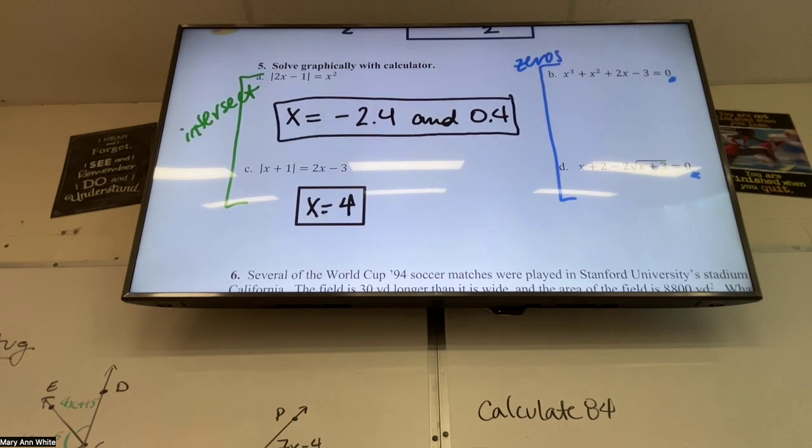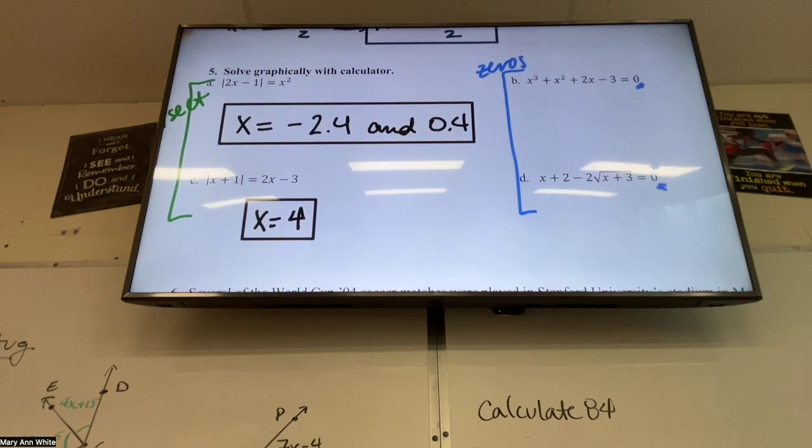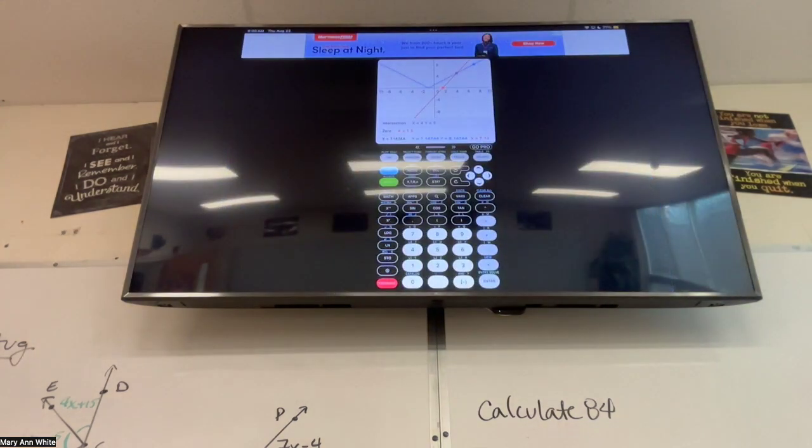All right, I did A and C. Now I'm going to go do B and D. Question for letter B. What's the most amount of zeros that you would expect for number B? 3. Do you remember why we think the most amount of zeros could be 3? Cubed, because of that exponent right there, right? That's like a fundamental theorem that we learned about a long time ago. We can have less than that, and in this case we actually will, but I want to see if I can see 3, okay?